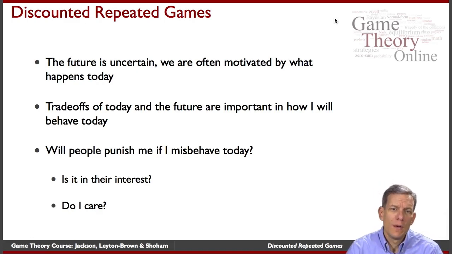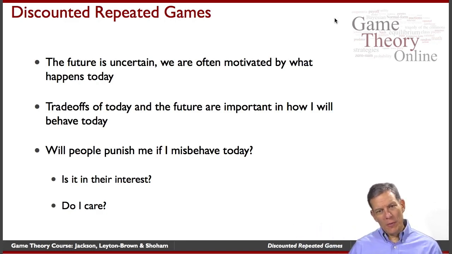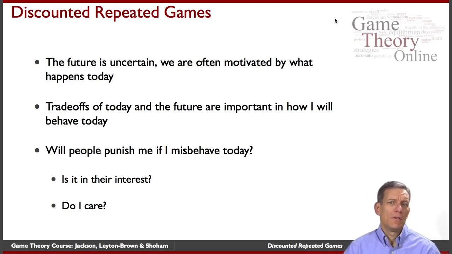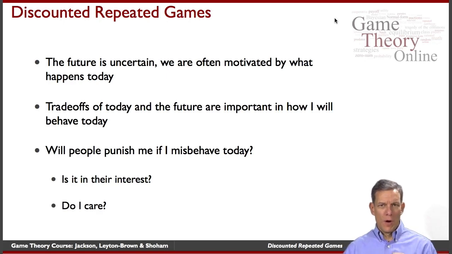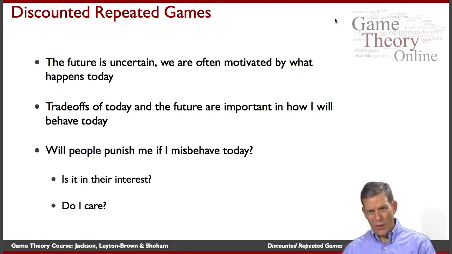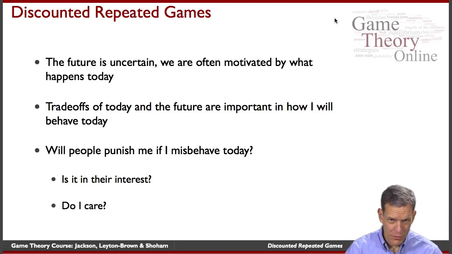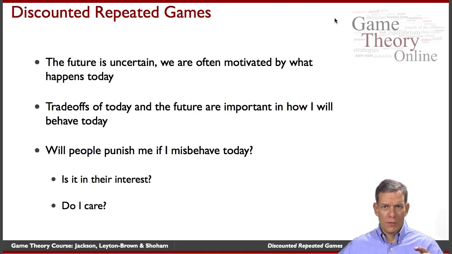So the idea of discounted repeated games is that the future is uncertain. You're often motivated somewhat by what happens today, and you trade off today versus the future. It's not the infinite future that you care about; you say, I really care about today, and I care about it a little bit more than tomorrow. So maybe tomorrow's value is 80 or 90% of today's value. If today's worth 1, tomorrow's worth 0.9, the next day's worth 0.81, then 0.72, et cetera. So things are decaying exponentially in terms of discounting.